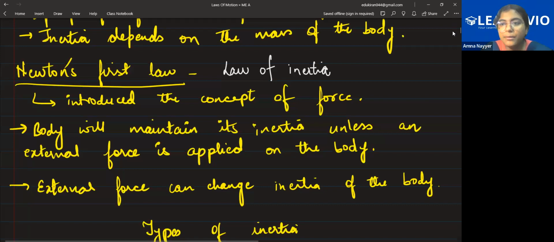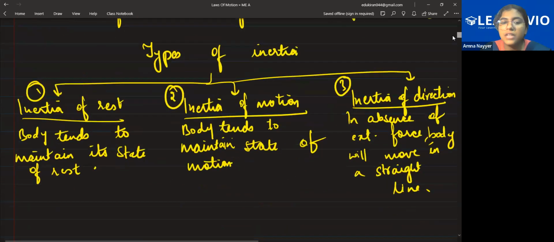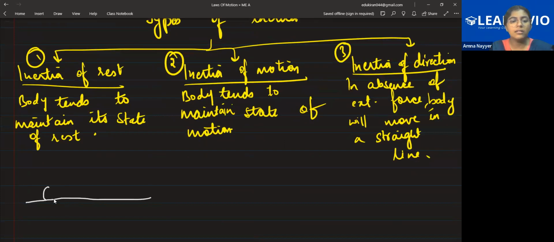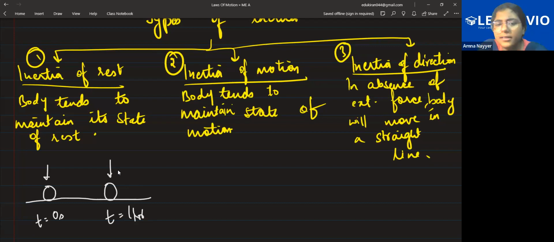And what are the types of inertia which we have studied? Inertia of rest. Body tends to maintain its state of rest. Means if a ball is on the ground, at T equal to 0 seconds the ball is here. Even after T equal to 1 hour, the ball will still be here only because of inertia. Inertia of motion, or the best example, you forget this. Look into a more relevant scientific example.